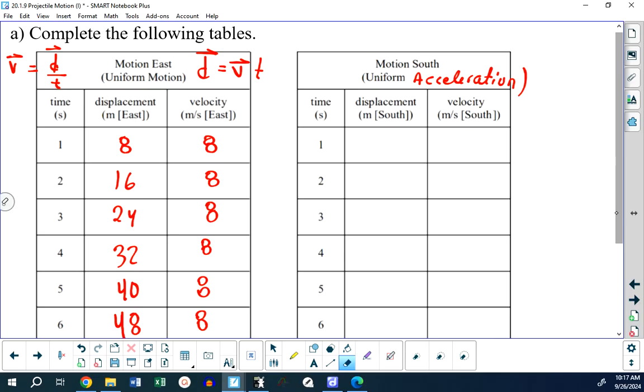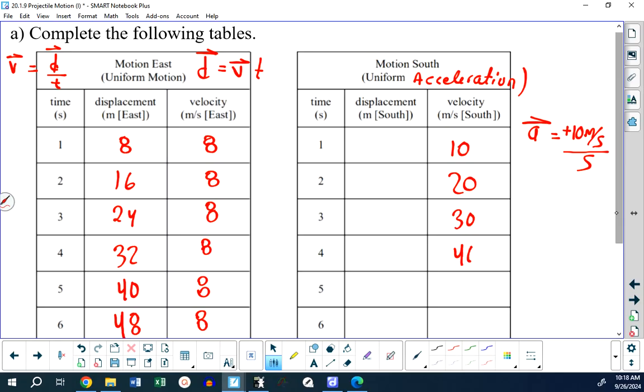I want you to notice that 10 meters per second squared is a nice number to work with. If I start from rest, my initial velocity is nothing. And if I accelerate at 10 meters per second squared, acceleration of 10 meters per second squared means 10 meters per second per second. And that means after 1 second, the velocity will be 10 meters per second. After 2, it will be 20. Then 30, then 40, then 50, then 60.